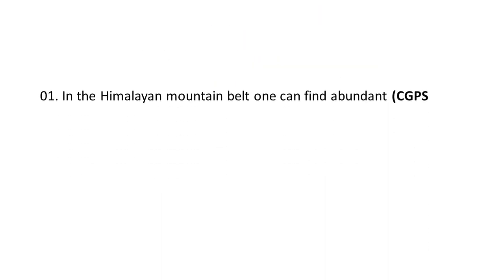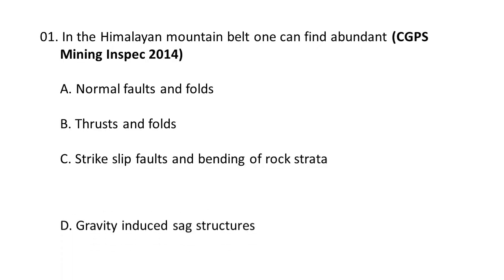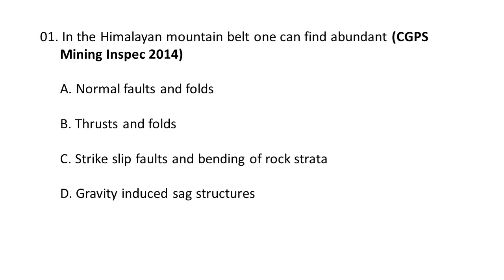In the Himalayan mountain belt, one can find abundant: A. Normal faults and folds, B. Thrusts and folds, C. Strike slip faults and bending of rock strata, D. Gravity induced sag structures. So the correct option is B, thrusts and folds. A fold and thrust belt, that is FTB, is a series of mountainous foothills which are adjacent to an orogenic belt which forms due to contractional tectonics, and fold and thrust belts commonly form in the forelands which are adjacent to major orogens as deformation propagates outwards. So in the Himalayan mountain belt we can find abundant thrusts and folds. B is the correct option.